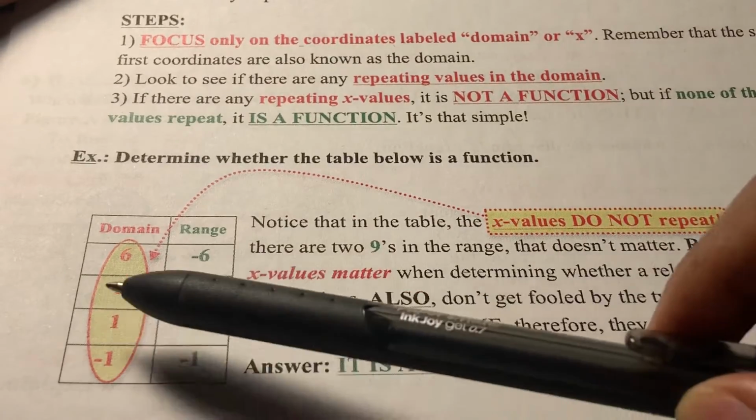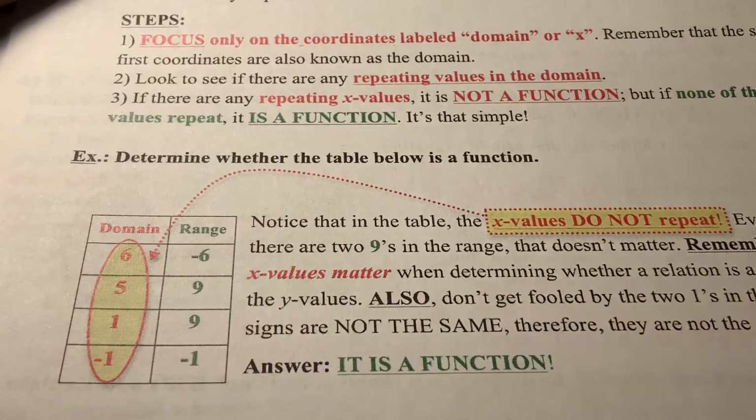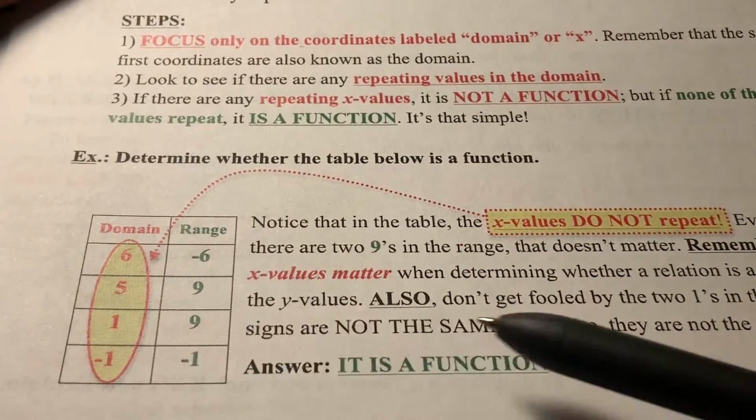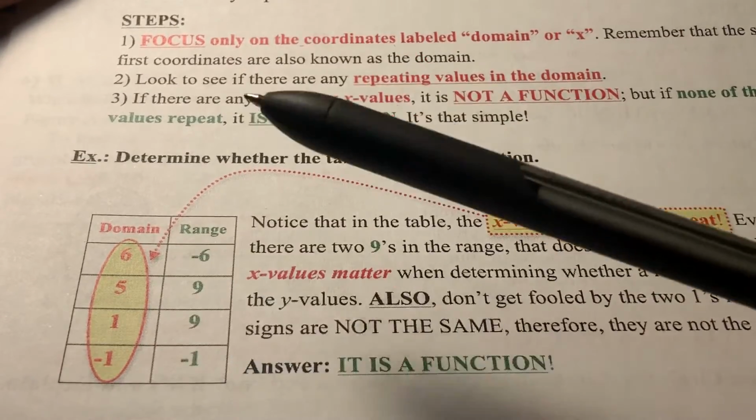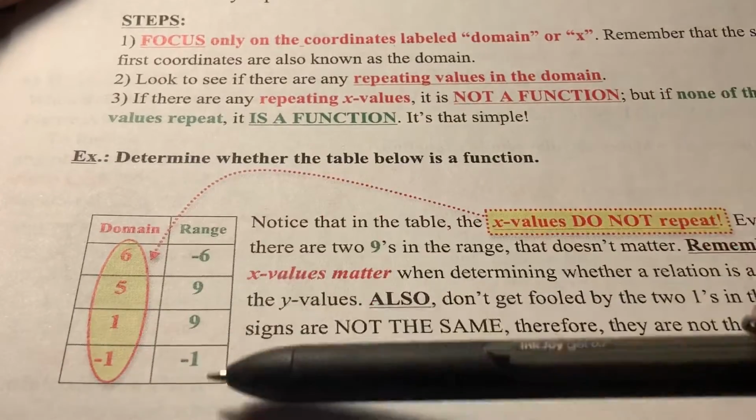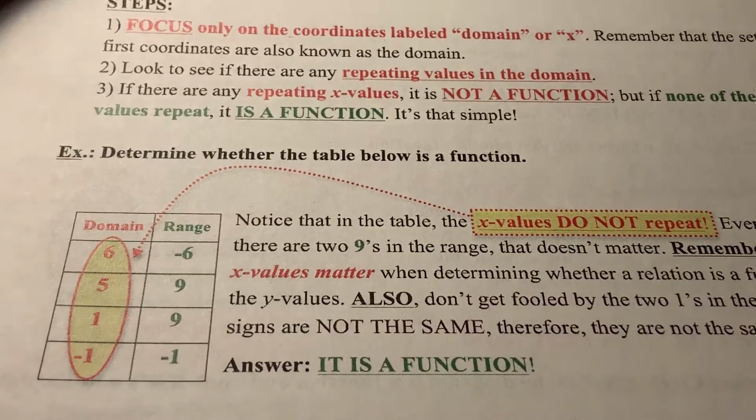Sometimes they're drawn horizontally, meaning left to right. If that's the case, just follow the label. Look for domain and look for range, and it's the same thing. It's no different than this. So not all tables are drawn up and down, vertical. Some are drawn horizontal. Just want to make sure that you are aware of that.